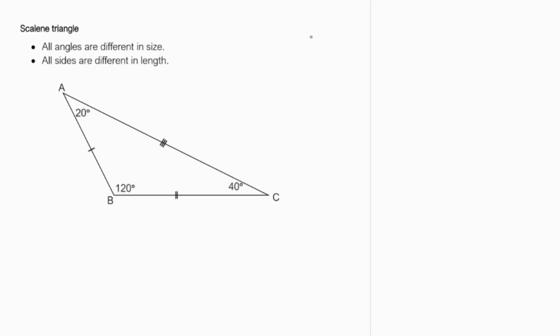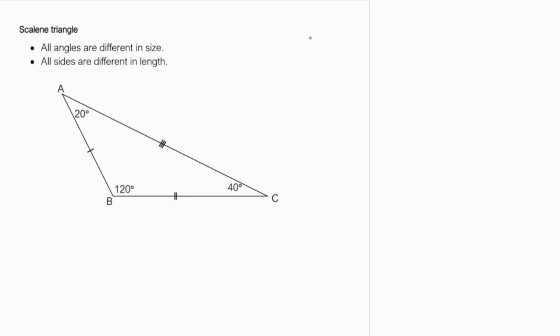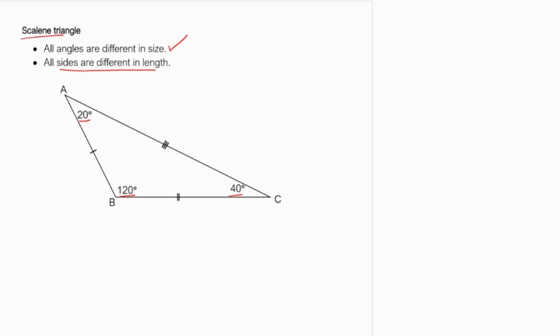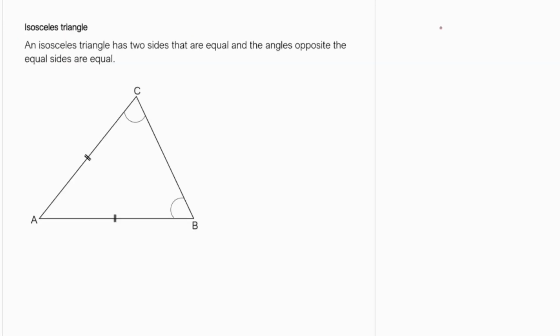We have the scalene triangle. All angles are different in size. Like you can check here. All the angles are different in size and all the sides are different in length. That's a scalene triangle. An isosceles triangle is a triangle that has two sides that are equal. Two sides are equal and the angles opposite the equal sides are equal.